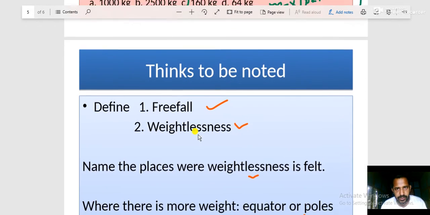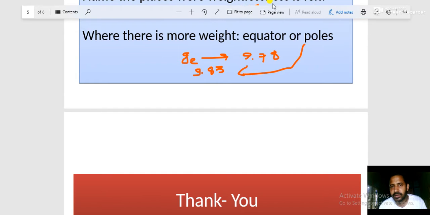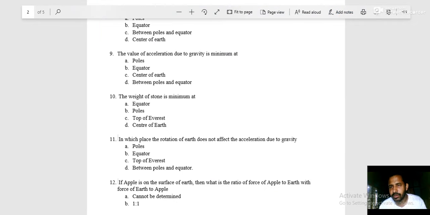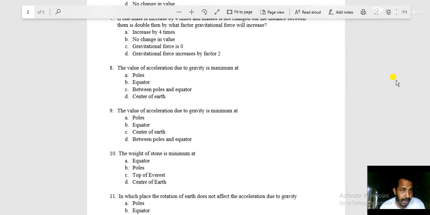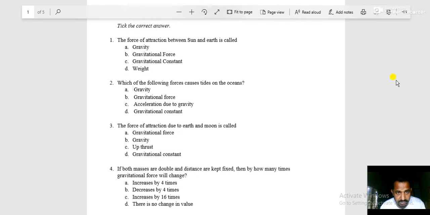This much for today. Now I'm going to solve some left-over problems. I haven't solved a few problems from the book, so I want to solve those. I will be very quick. I'll not solve almost all the questions, but I'll be very quick.